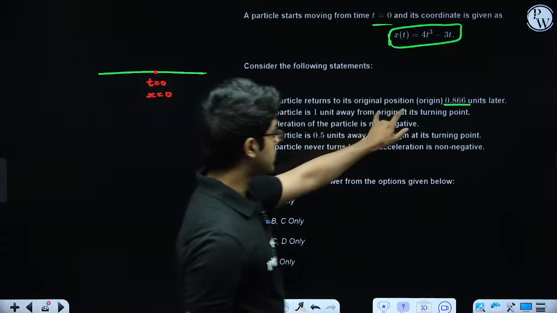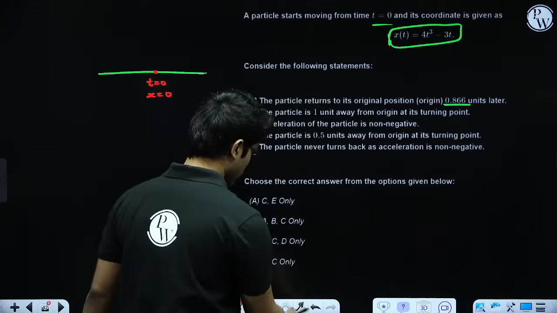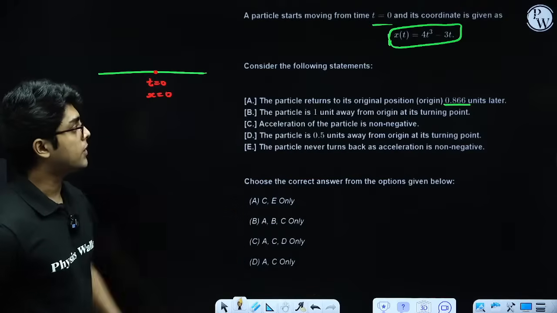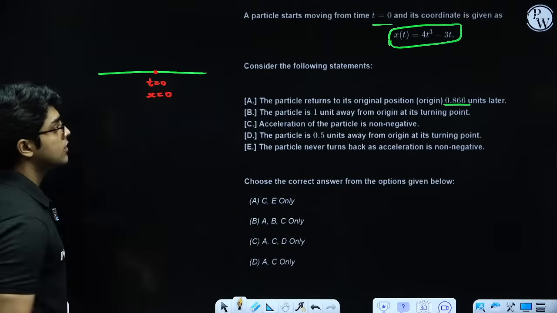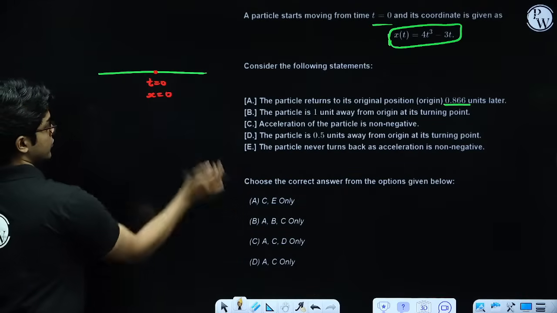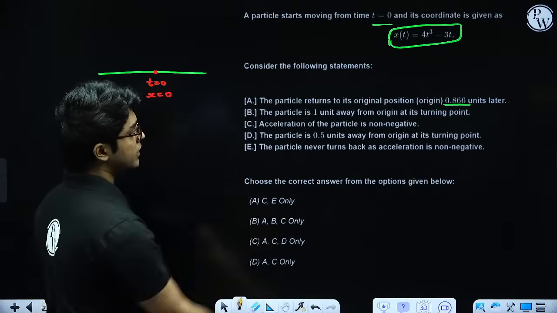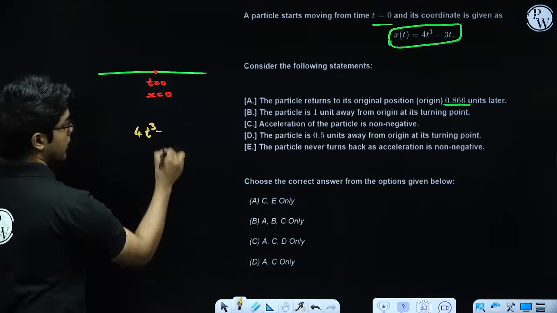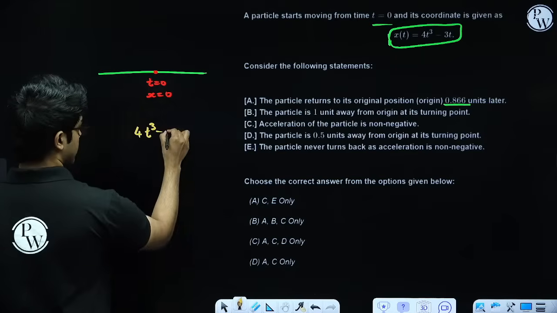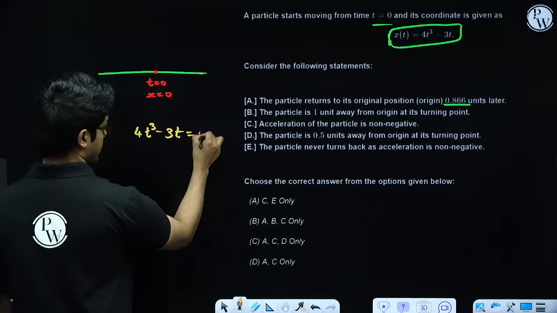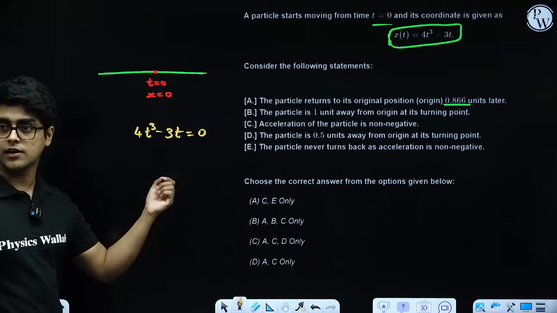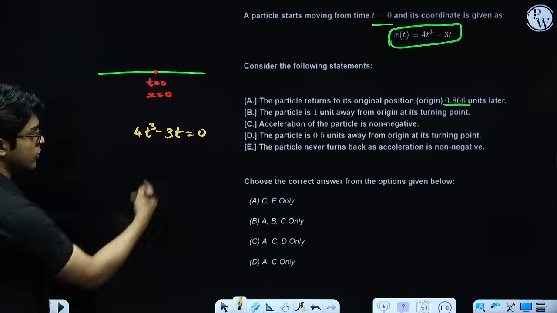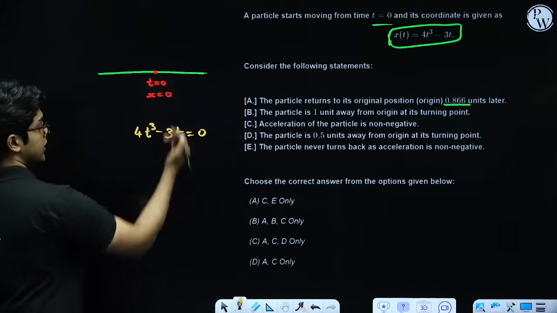Now, when does the particle come back to the origin? So how do we find that? The particle's position is known to us, and we want it to come back to the origin, so we'll just set that equal to 0. So 4t cube minus 3t equals 0. The first root of this equation will simply be t equal to 0, right? That is the initial instant.